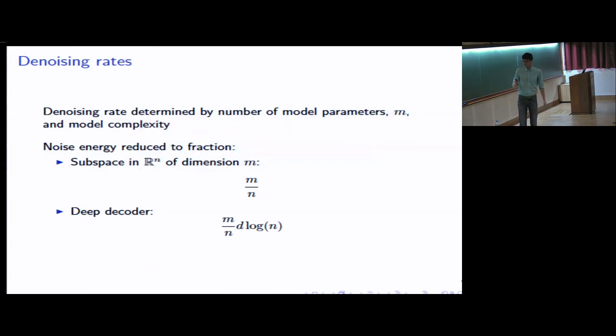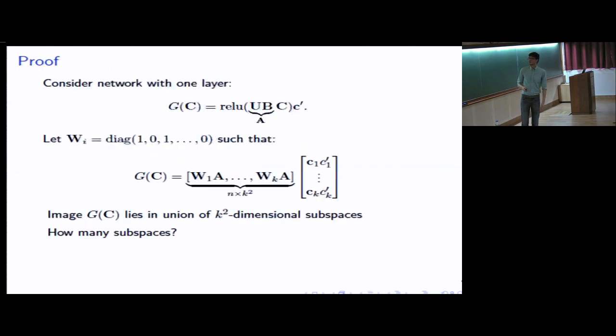Right? And so the same thing that we have in our theoretical result is that the noise energy is reduced to a fraction of m over n, but of course there are some other factors that come up that depend on the network architecture, such as D, which is the depth of the network, and log n, the log of the output dimensionality. Right? So up to this D and logarithmic factor is exactly what you would expect. Right? So just to give you a sense of how this proof works.